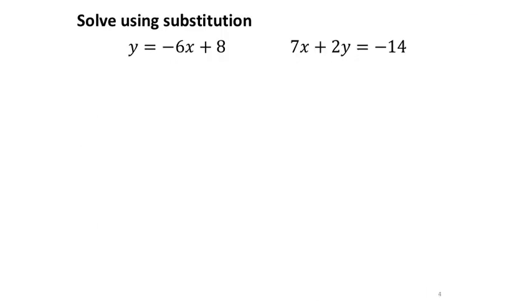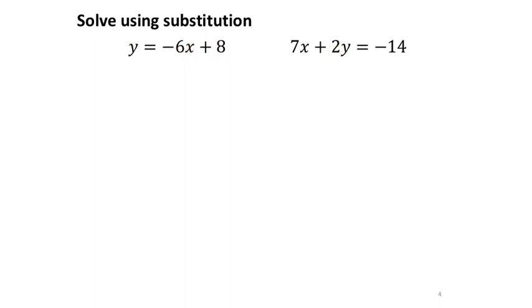So I'll be using substitution. This one's pretty clear. We get to skip step 1 because there's no need to manipulate this first equation. It's already showing us y equals some stuff. Now, I don't really care what the stuff is. It's negative 6x plus 8. I just don't care about it because it's showing me y equals. This tells me that I know I can substitute this stuff right here as this y over here.